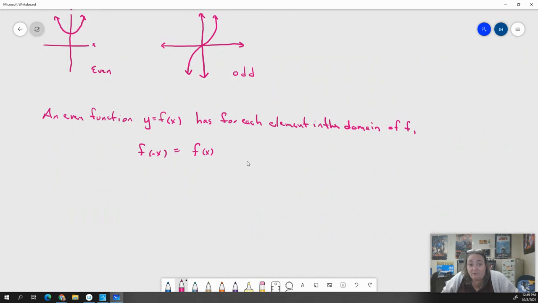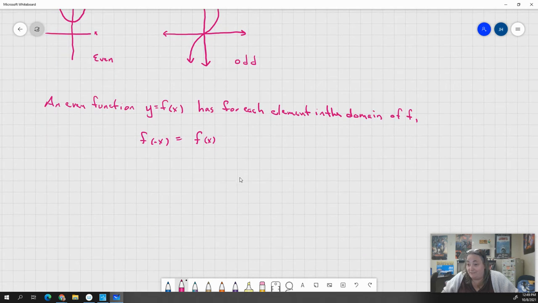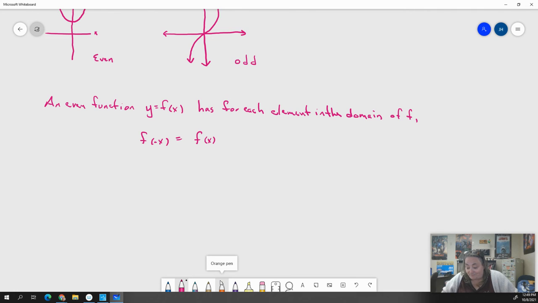Well, looking at, yeah, he needed to be shushed. I'm going to write down the definition for an odd function now, and then I will give you examples of both.